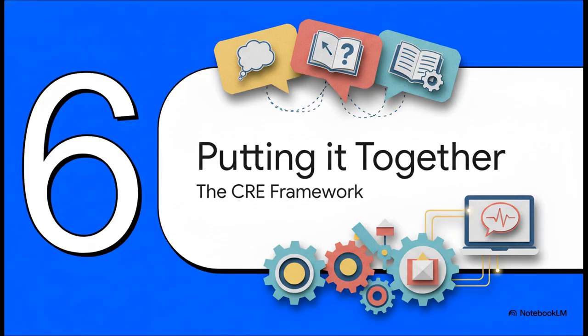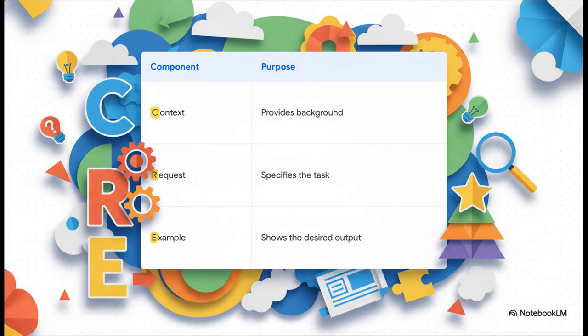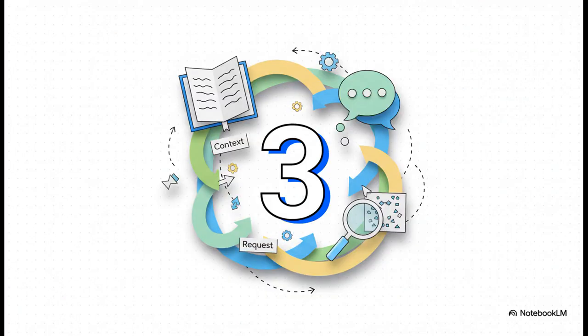Okay, let's pull all of this together now. I think you can probably see how these 3 pieces, the context, the request, and the example, fit together to create one really powerful tool. And here it is, all in one spot. C, context, that gives the background. R, request, that specifies the task. And E, example, that shows the AI what you want the final product to look like. CRE. It's simple, it's easy to remember, and it works. And that right there is the key takeaway. This isn't some complex coding language you need to go learn. It's just 3 simple parts that can completely transform how you interact with AI and finally get the results you actually want.